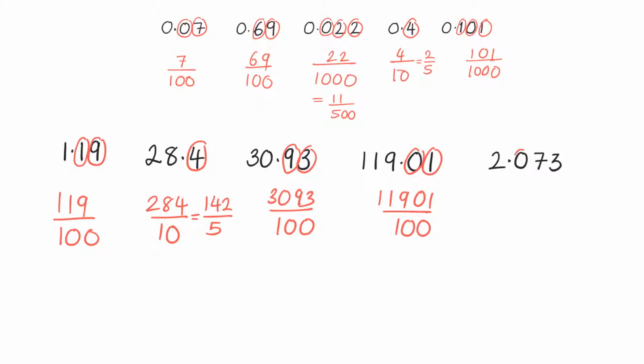Now, the next one, 2.073. 1, 2, 3, 3 decimal places, so over 1,000, 3 zeros, and then ignore the decimal point and write the string of digits over here. This is 2073. Can I simplify it? No, I can't. All of these fractions now are in their simplest form, and we're done.